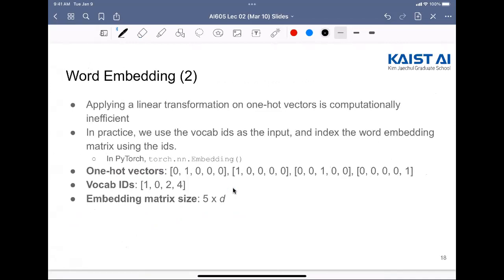So again, applying a linear transformation on one-hot vectors is computationally inefficient. So we actually use the vocab IDs as the input instead. Instead of doing all this one-hot vector thing, why don't we just put the token index in the vocab? Remember the one-hot vectors of our previous input, it's very long. Instead of that, we can make that into 1024. And then we use the indexing feature of PyTorch or TensorFlow to get these vectors. They're effectively the same thing as this though.